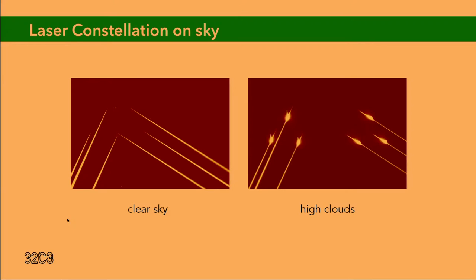As said, you do see them all the way up. But we are interested in the little dots at the end. You can barely see them. If there are high clouds, well, then we produce something like this.